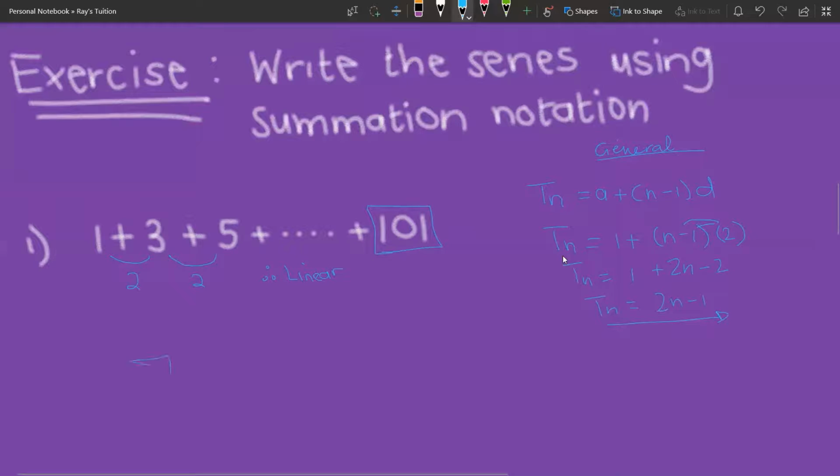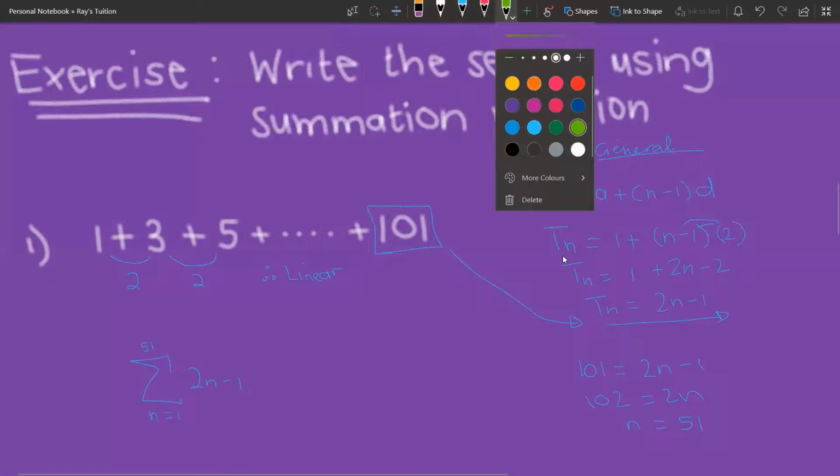So let's write what we've got so far. This here is equal to the sum from n is equal to 1 of 2n minus 1. So that's where we put our formula. What we're missing is how many terms we are summing. So we're going to find out what number term this is by substituting it in. So we have 101 is equal to 2n minus 1. 102 is equal to 2n, and n is equal to 51. So we are summing up 51 terms in this example.